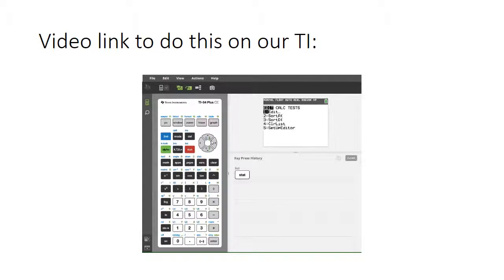So we arrow over to tests, and then we have this big list here. Now, we figured out for this problem that because we have the population standard deviation, we are going to be finding a confidence interval using the z, the normal z distribution. And if you look down your list of options, number 7 is a z interval.